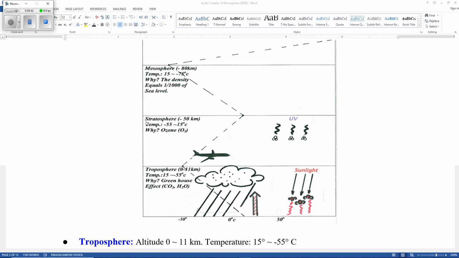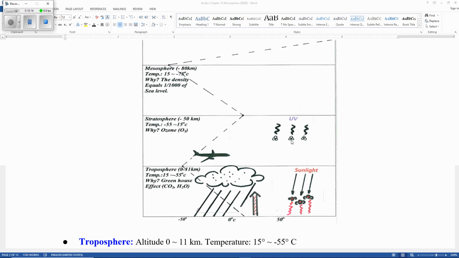Now, the second region we call the stratosphere. S-T-R-A-T-O, sphere. So from 11 up to 50 kilometers. So now in the second region, the temperature increases again, from negative 55 degrees back to positive 15 degrees.